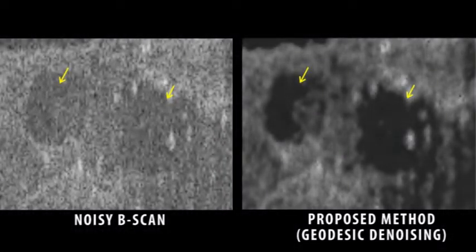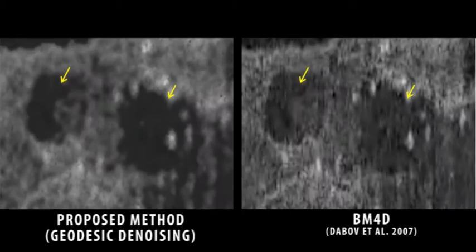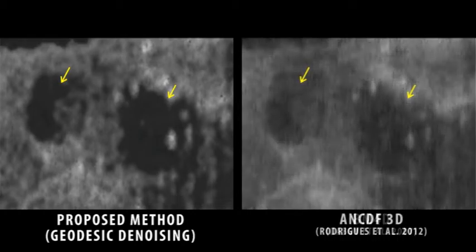In this example, the geodesic denoised cysts have sharp boundaries and high distinction. The distinction of denoised cysts by BM4D is low and their boundaries are not as clear as the geodesic one. The cyst structure and distinction is diminished by the 3D version of the diffusion method.